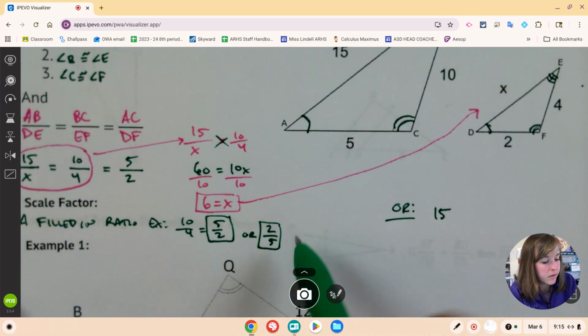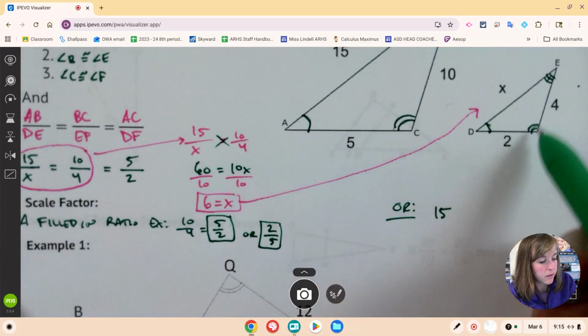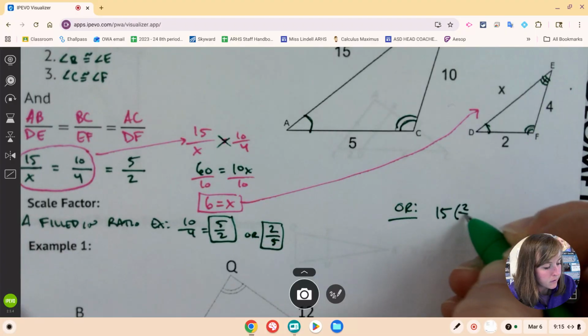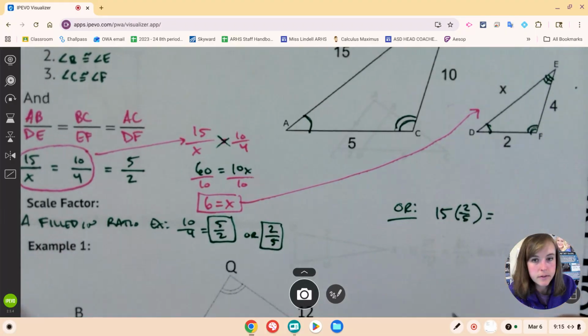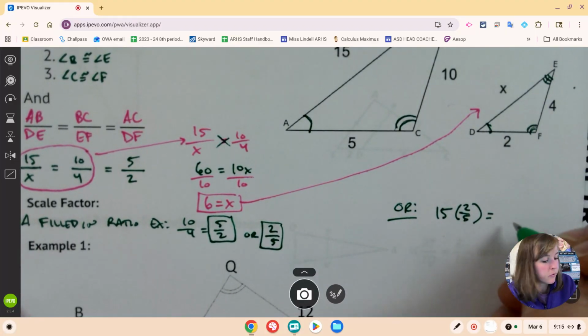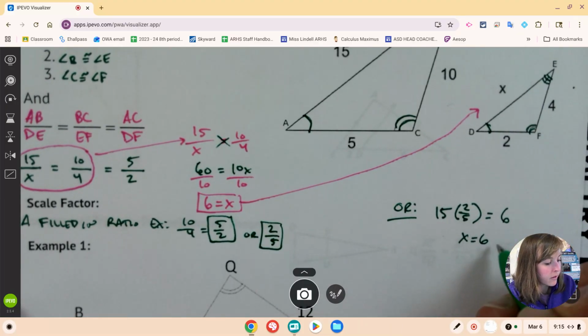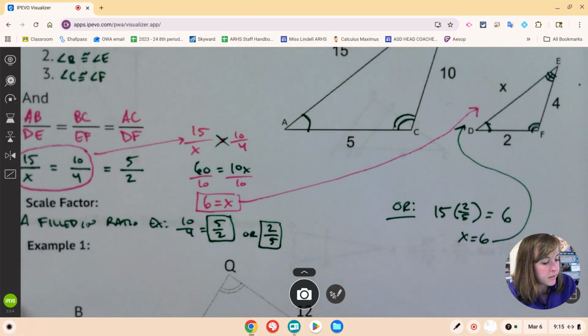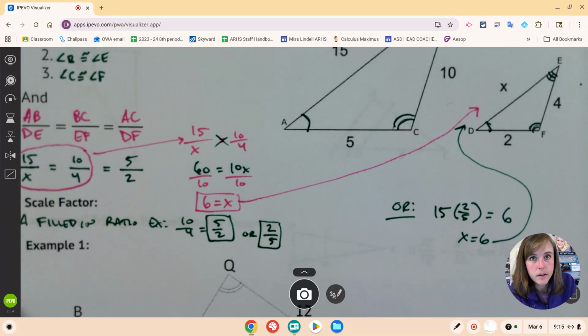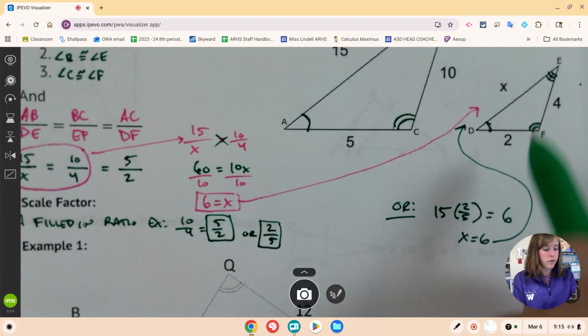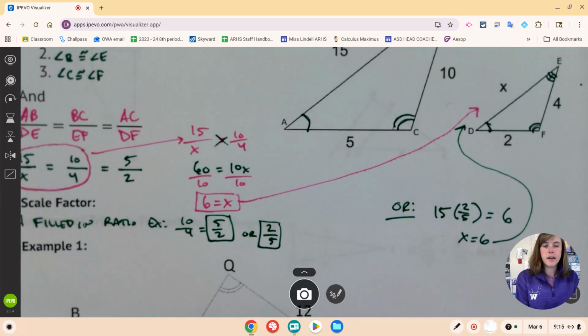2/5. Since I want to make 15 smaller and get it onto the smaller shape, I'm going to go 15 times 2/5. And 15 times 2/5 is 6. So that's just another way to find that x is 6. All right. Either way of doing that will be fine though, as long as we can figure out that missing side. We just have more than one way to do it now.